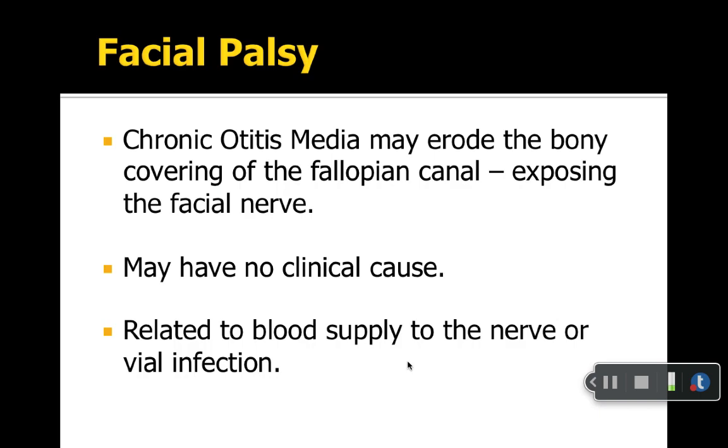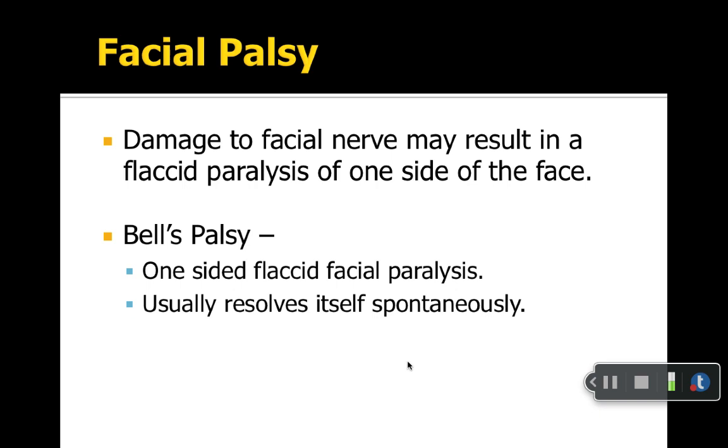A facial palsy. So chronic otitis media could erode the bony covering of the fallopian canal, exposing the facial nerve. Could have no clinical cause. It could be related to the blood supply, a nerve, or a viral infection. Facial palsy, damage to the facial nerve, flaccid paralysis on one side of the face. This is called Bell's palsy, one-sided flaccid facial paralysis.